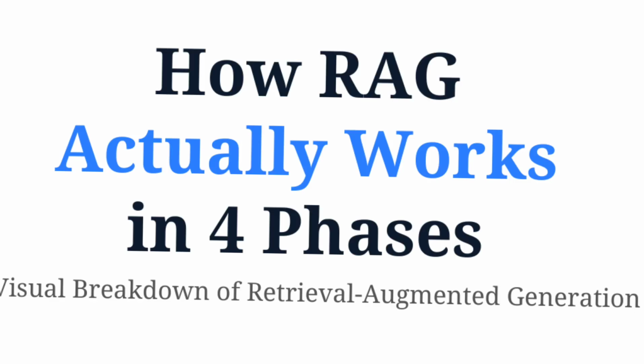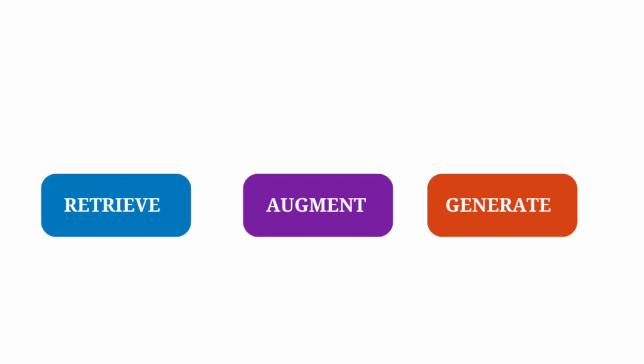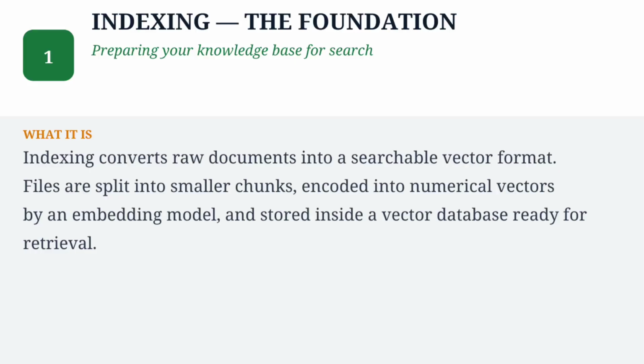So today we are going to see RAG in four clean phases. The first phase is indexing, the second is retrieval, then augmentation, and then generation. Before any question gets asked, you need to prepare your knowledge base. This phase is indexing. Think of it like building the library before you open it.